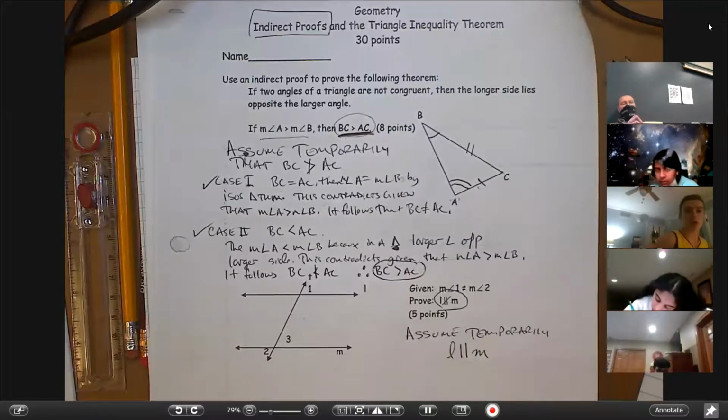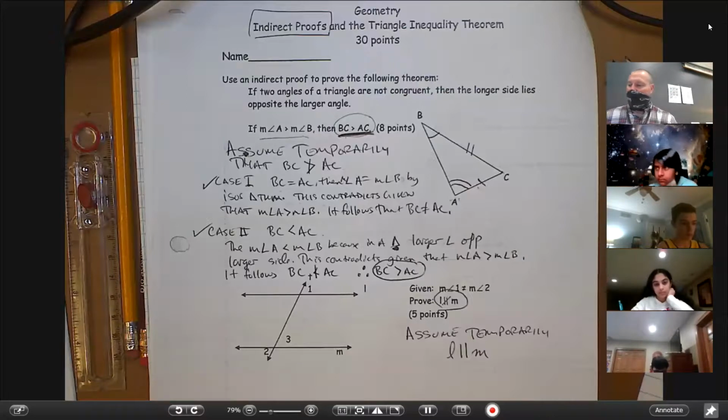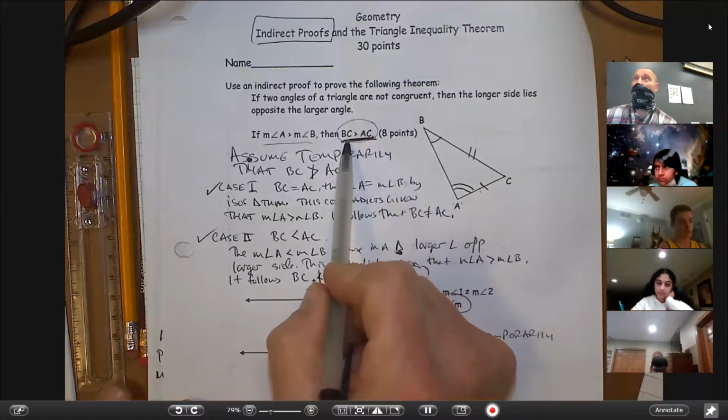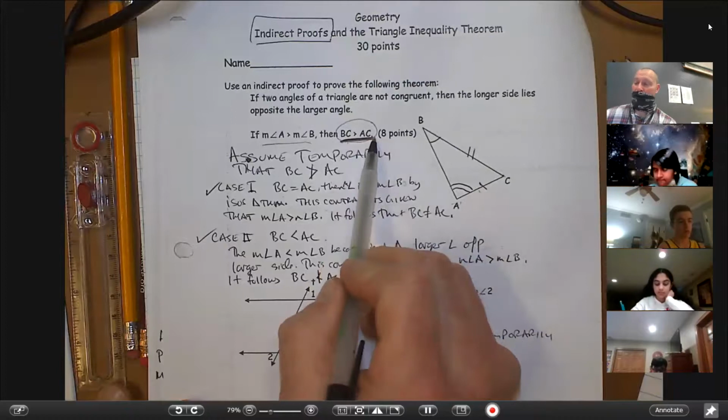So what I want you to get out of this, because once again, you're not going to be given an indirect proof that you have to do, is what you should know on a final exam question or a test on this unit. If I give you an indirect proof, you should know the first step. I'm not going to make you do the entire rest of the proof, but you should hopefully understand the concept. So the first step is always, if I give you something to prove, assume temporarily that it's not true. In this case, we assumed temporarily that BC was not greater than AC.